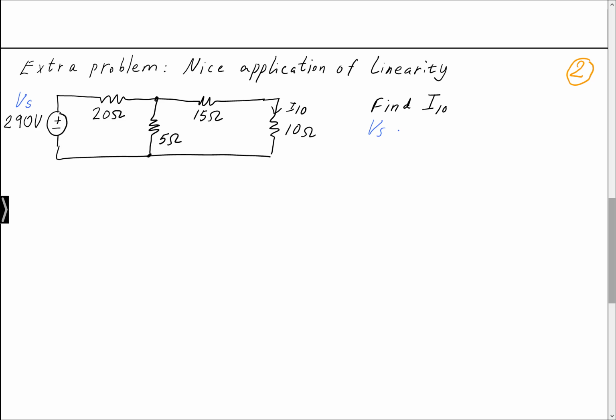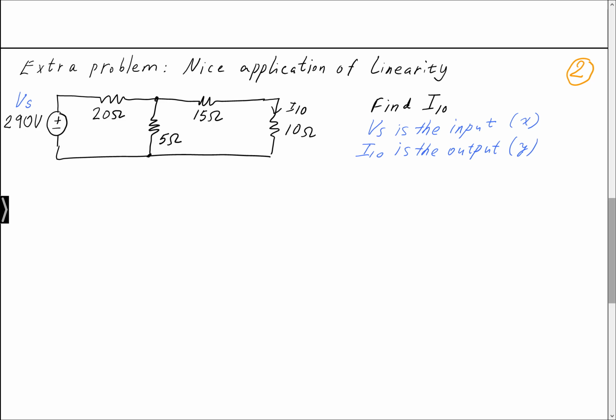So Vs is the input. If you think about it, that's your X. And in this case, I10, what we're looking for, is the output. That's what we're calling Y.